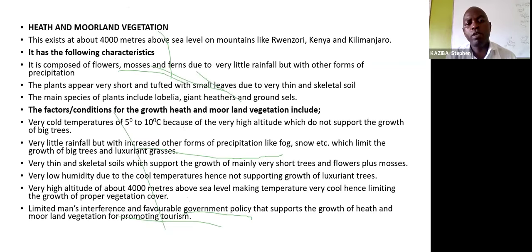Then you have the trees that appear very short and tufted. They are too short because rainfall at that height is very limited. There's more of snow. Then the main tree species, we have lobelia, giant heathers, and ground shells.